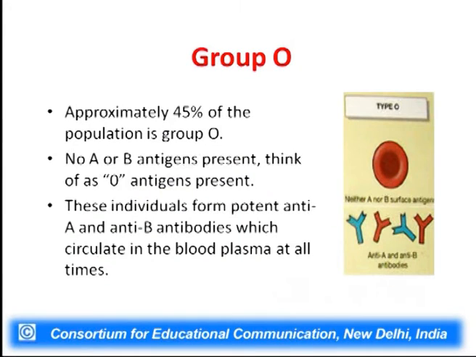Okay, welcome back. As we were talking about blood groups, I was discussing group O, whereby 45% of the population is group O, which has neither A antigen nor B antigen. But please remember, O is the American null, that means equivalent to 0. These individuals form potent anti-A and anti-B antibodies which circulate in the blood plasma all the time.